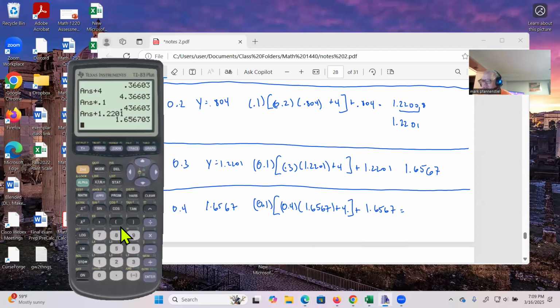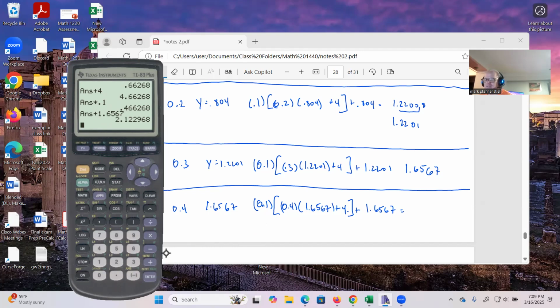Okay, so 0.4 times 1.6567 equals, and we're going to add 4 to it. Then we're going to multiply it by 0.1. And then we have to add this to the 1.6567, and that's going to be my new y, and that is 2.122.